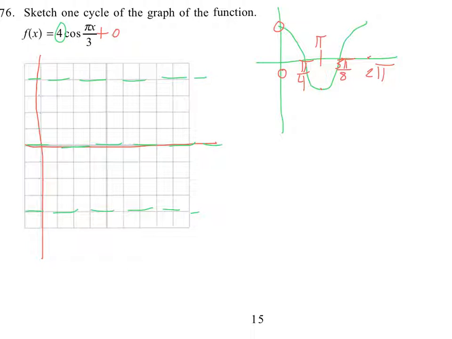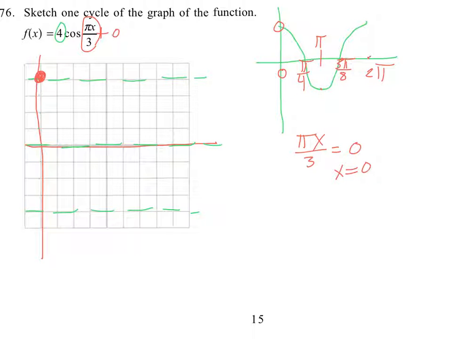Since we're positive, we're going to start at the top of the graph. I'm going to set the inside of my cosine function, pi x over 3, equal to 0. I'm going to multiply by 3 and divide by pi, and I still get x is equal to 0. That means my first point is going to be up top at 0.